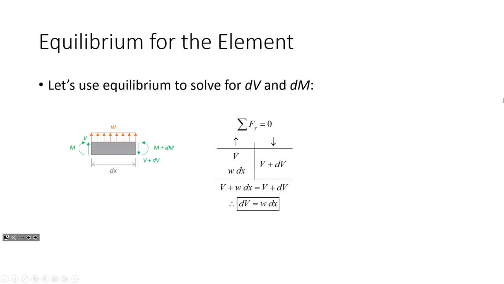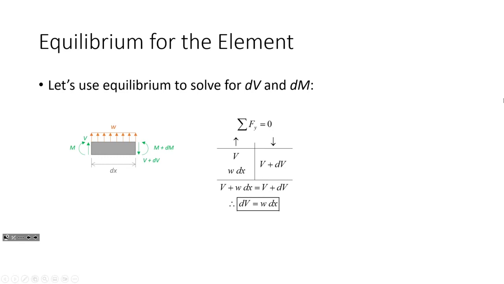So, V plus this equals V plus this. The V's cancel. And I get that change in shear is equal to the magnitude of that load. That's an interesting way of saying that. The change in shear is equal to the magnitude of the load. That's important. Change in shear is equal to the magnitude of the load.